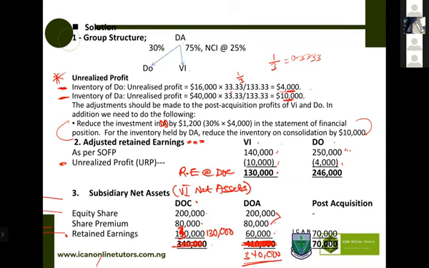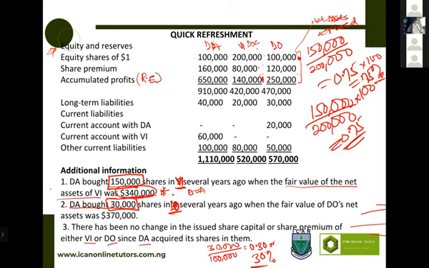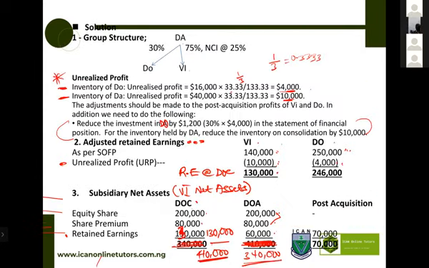Since that one is 130,000, you can quickly conclude on that. 200 plus 80 plus 130 will give you everything in that, which is 410. Now, for the DOA, your equity share will still be the same. Share premium will be the same because we were told in the question that there has been no change in the issued share capital or share premium. Nothing affects your share capital and share premium. It will be the same.